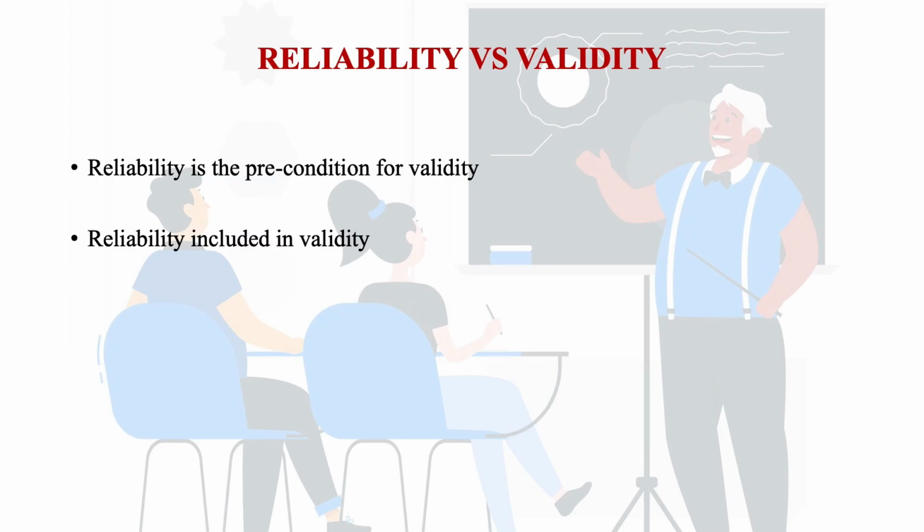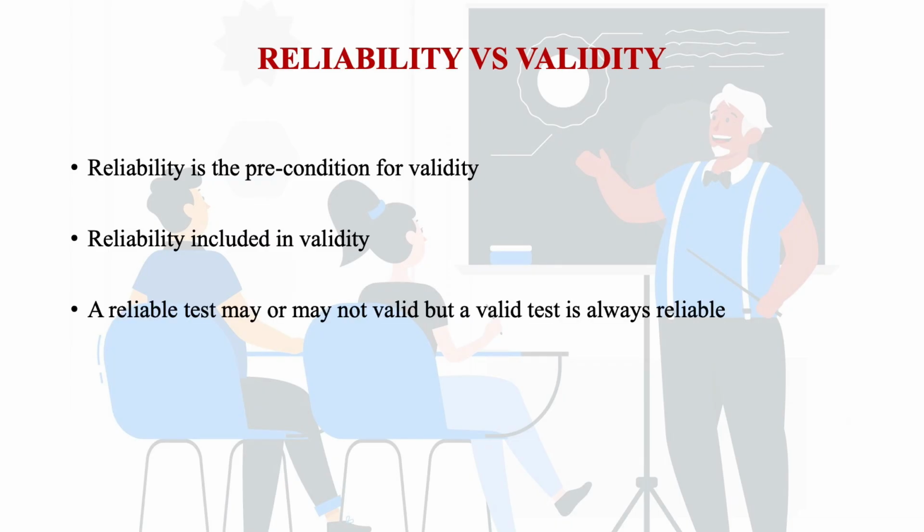Further, we can say reliability is included in validity, and a reliable test may or may not be valid, but a valid test is always reliable. Many a time a reliable test is also a valid test, fulfilling both criteria, and many a time a test fulfills one criterion, reliability, but not the further criterion, validity. So this is the relationship between reliability and validity.